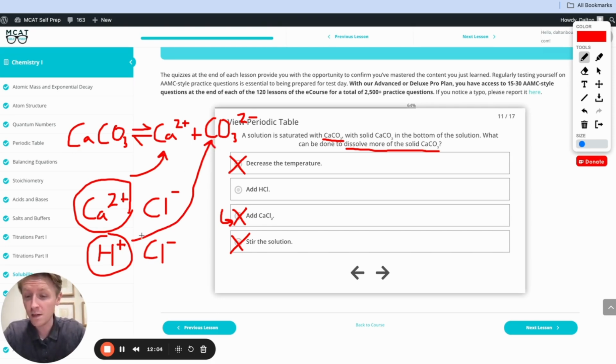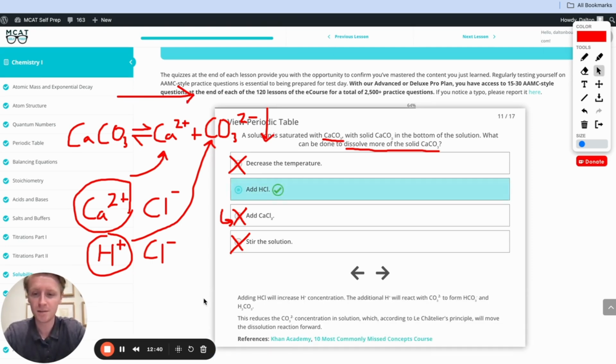And we know that H+ and CO32- can react to form bicarbonate. That's actually a really important ionic compound to know because it's a part of the bicarbonate buffer system in the blood. The important thing to know for this problem, though, is that as these react, we're getting rid of CO32-. We're taking it, we're converting it into bicarbonate. And as such, according to Le Chatelier's principle, we're decreasing the concentration of product, which means we're going to shift in this direction, and we're going to be able to dissolve more of that CaCO3, which is exactly what we want to do. That means our correct answer option is going to be this one right here.